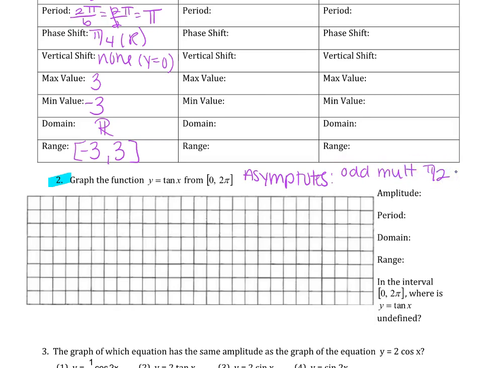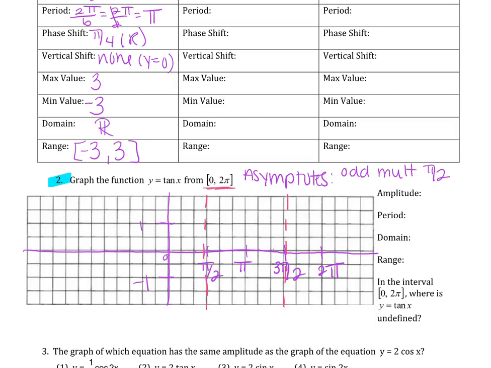So I'm going to pause this for a second and set up my axes. Okay, here are my axes. I'm only going to graph from 0 to 2 pi, so that's why you only see this much on the x-axis. I am going to lightly dash in the asymptotes at my odd multiples of pi over 2. So that's pi over 2 and 3 pi over 2.